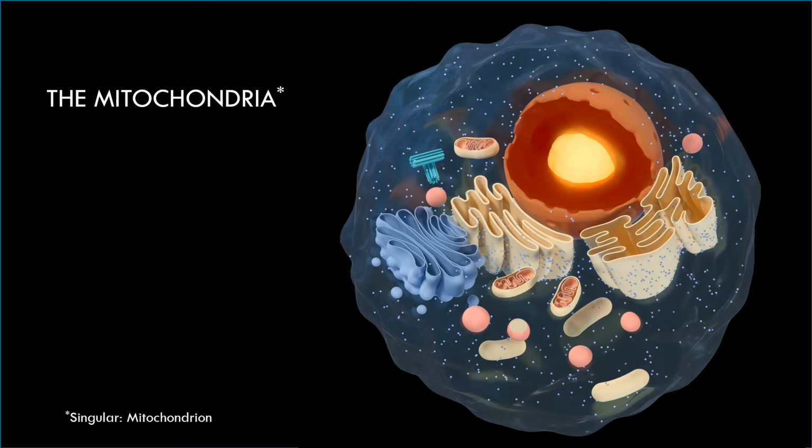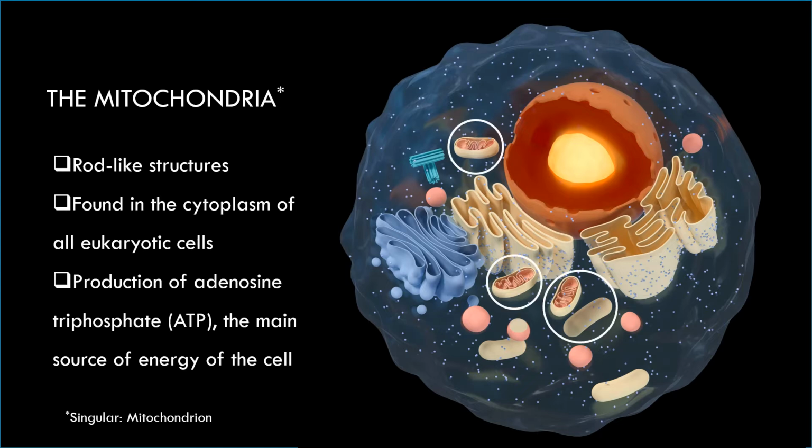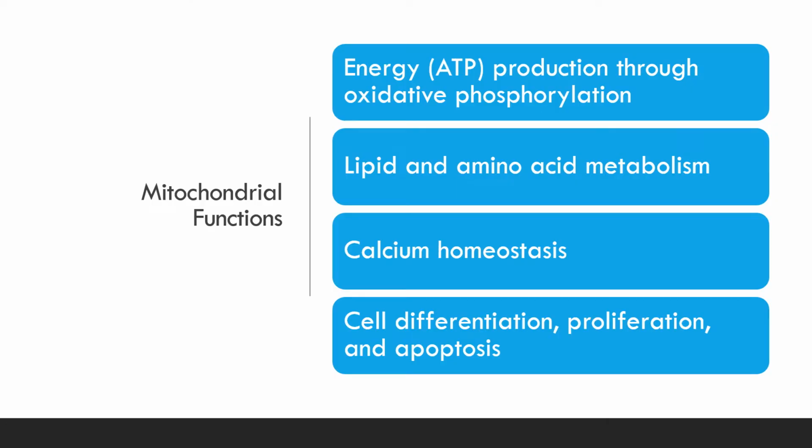In relation to the structure, the mitochondrion, which is the singular of mitochondria, is a rod-shaped structure found in the cytoplasm of all eukaryotic cells. There are hundreds to thousands of mitochondria in each cell. The most important function of the mitochondria is the production of energy to support all cell functions. This is accomplished via the production of adenosine triphosphate, which is the main source of energy of the cell, through a process of oxidative phosphorylation.